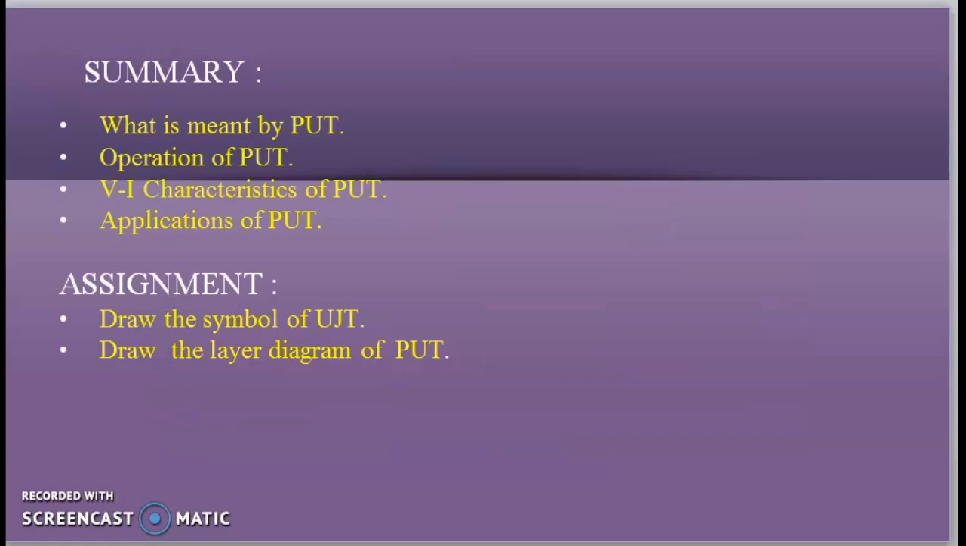Now the summary. We have studied all about what is meant by PUT, how the operation of PUT works, the VI characteristics of PUT, and applications of PUT. Now, the assignment or question you can take to solve: draw the symbol of PUT. Sorry, here it is written UJT by mistake, but you will draw the symbol of PUT. So draw the symbol of PUT and draw the layer diagram of PUT.